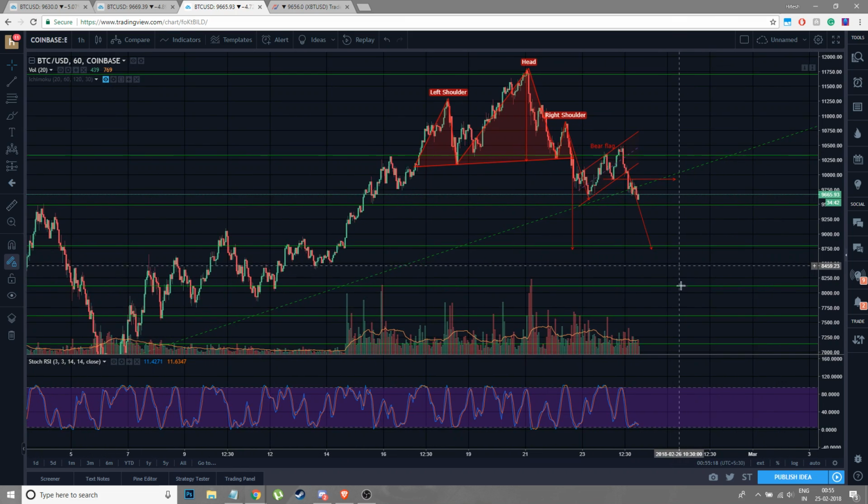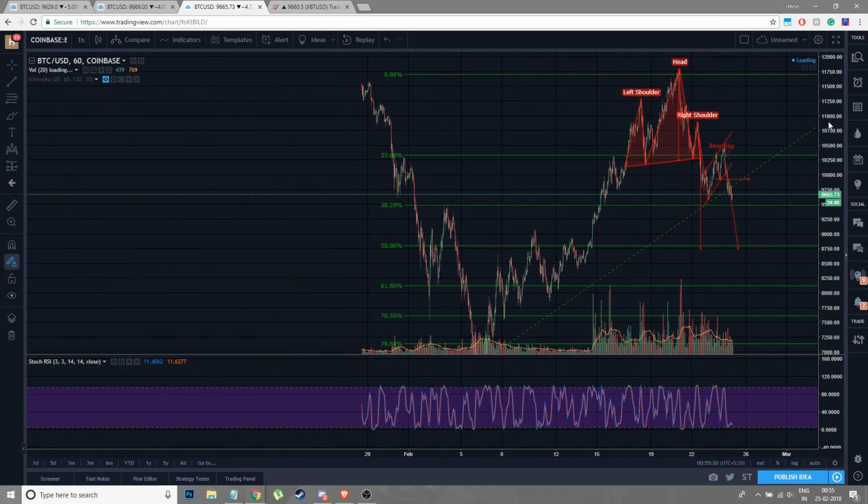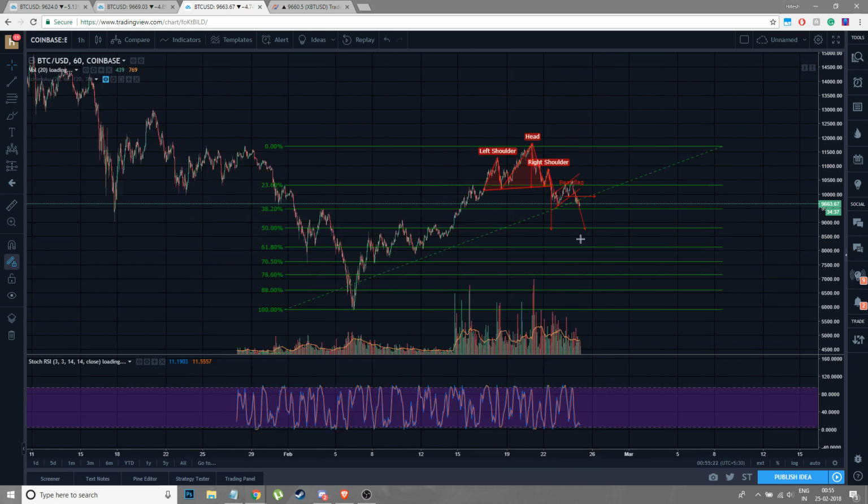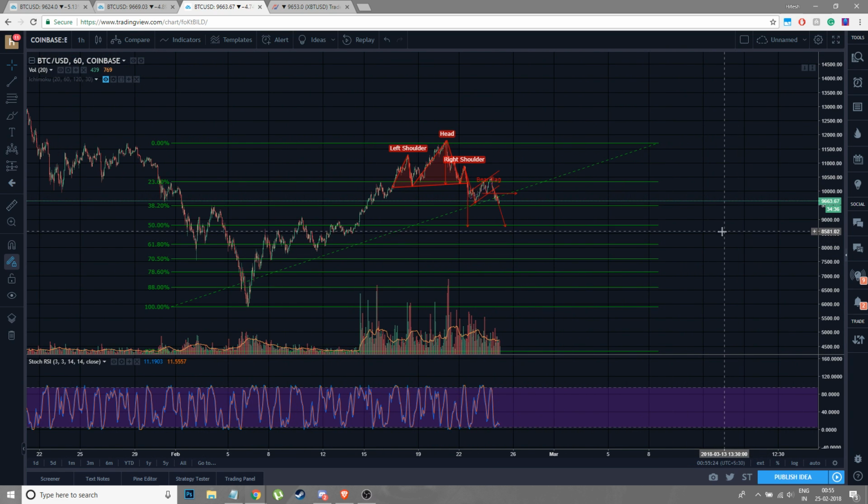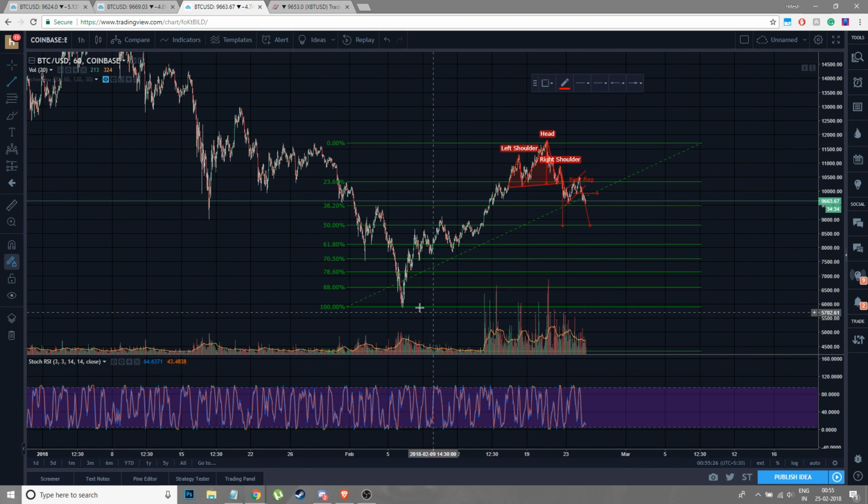Okay, so what do we do now? Now we zoom out a little bit. What is 8800 also? It's also a 50% retrace of this entire move up, right? So if we had to continue the move up, we would have to retrace 50 to 61%, 62%, and then continue to the upside.